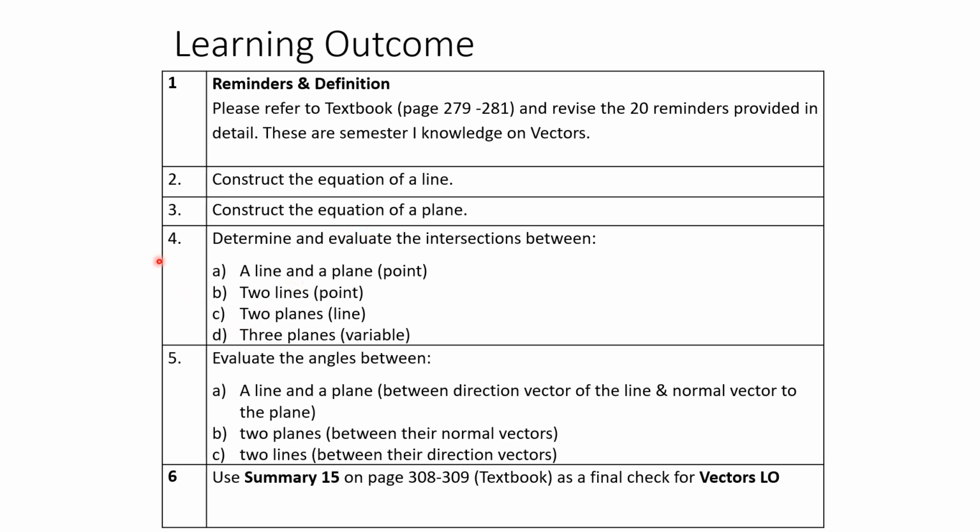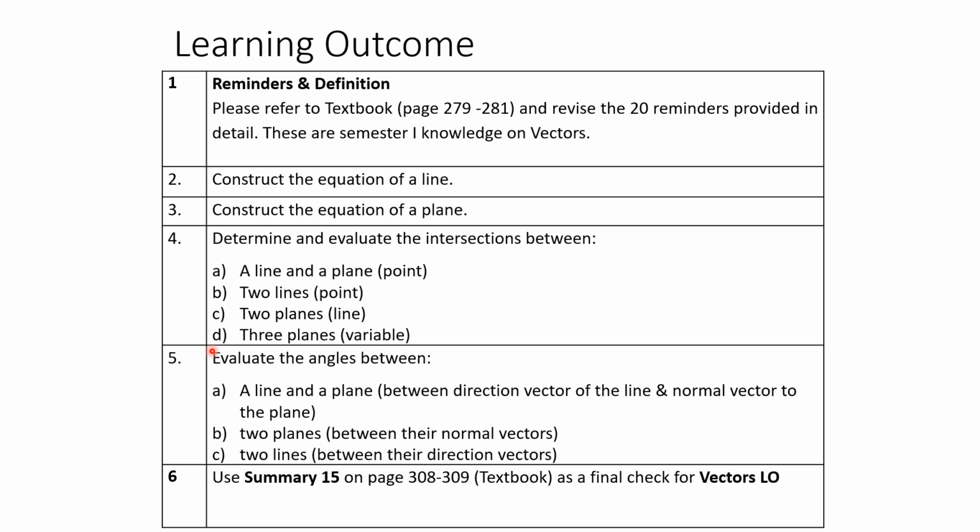The fourth learning outcome, we will actually discover how to evaluate intersections of a line and a plane, which will result in a point, intersection between two lines, which will result in a point, intersection between two planes, which will result in a line, and intersection between three planes, where you will get a resultant as a variable. Okay, that's the fourth learning outcome.